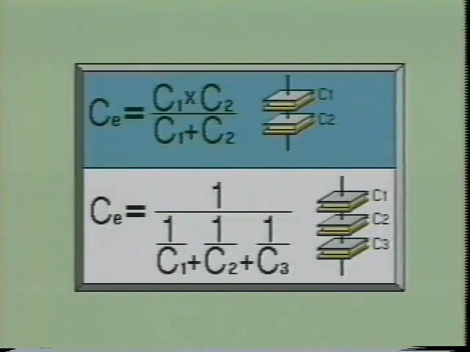Here we see two useful formulas for calculating the equivalent capacitance of capacitors in series. CE equals C1 times C2 over C1 plus C2, or CE equals the reciprocal of the sum of the reciprocal of C1 plus the reciprocal of C2 plus the reciprocal of C3. Notice the similarity between these two formulas and those used for resistors in parallel. The value of the voltage drop across a particular capacitor in a series group will be inversely proportional to the ratio of its capacitance to the total capacitance.